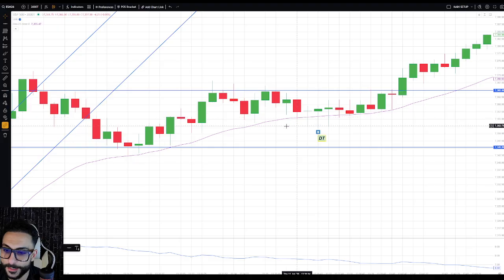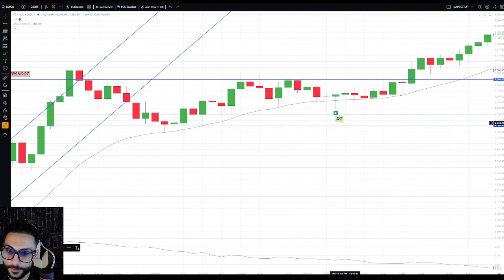The reason why I liked it is because it was respecting the EMA. As you can see, price didn't break the EMA at all. And like I always say, the EMA is like your compass. And if price is respecting it, there's a really good possibility price is going to have a strong continuation and the bears are going to be exhausted, right?